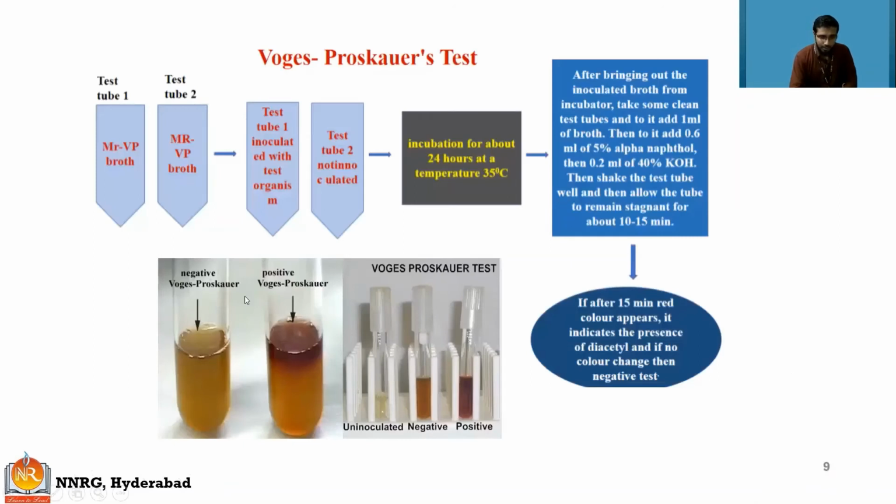You can see here in this image, this one is negative and here positive. Why is it positive? Because it has red color. And this one is uninoculated, that is the standard. This one is some other organism which gives a negative test. And this contains the bacteria and shows a positive test. Okay, this was the Voges-Proskauer test.